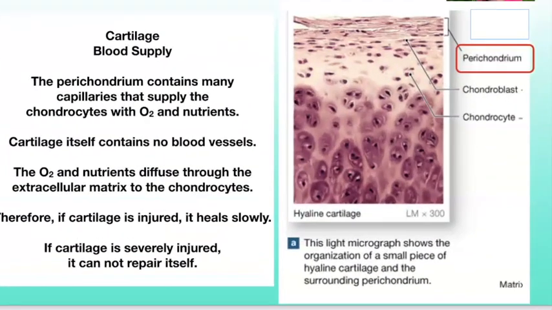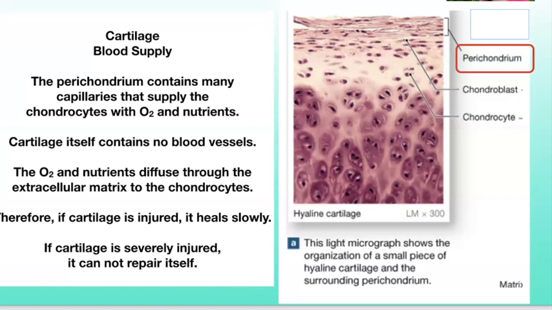The perichondrium contains many capillaries that supply chondrocytes with oxygen and nutrients. Cartilage itself contains no blood vessels. The oxygen and nutrients must diffuse through the extracellular matrix to the chondrocytes. Therefore, if cartilage is injured, it heals slowly, and if it's severely injured, it cannot repair itself.